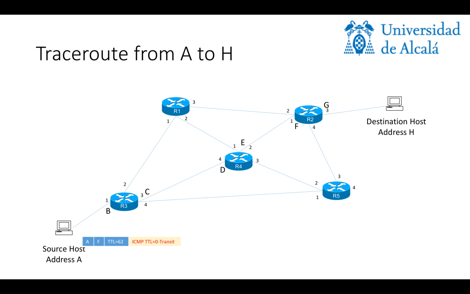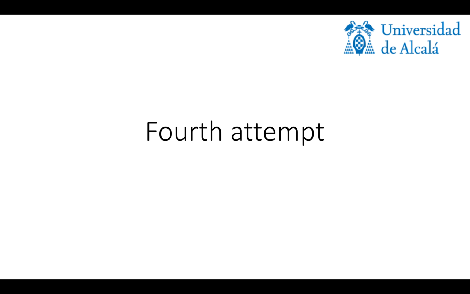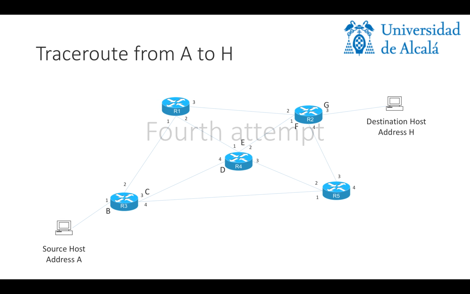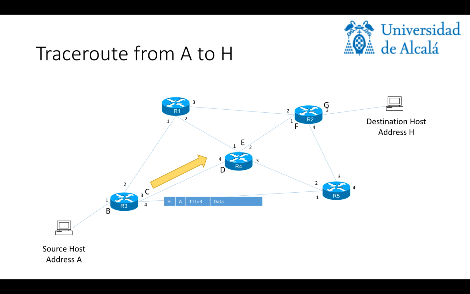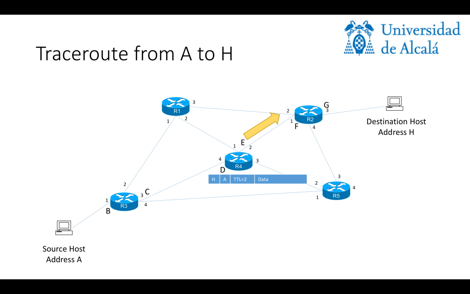Okay, so now, fourth attempt. Now A is going to send a datagram with TTL equal to 4, which again is going to be hopping from router to router, and each router is going to be decrementing the TTL value. And in this case, finally the packet is going to reach the destination host H.